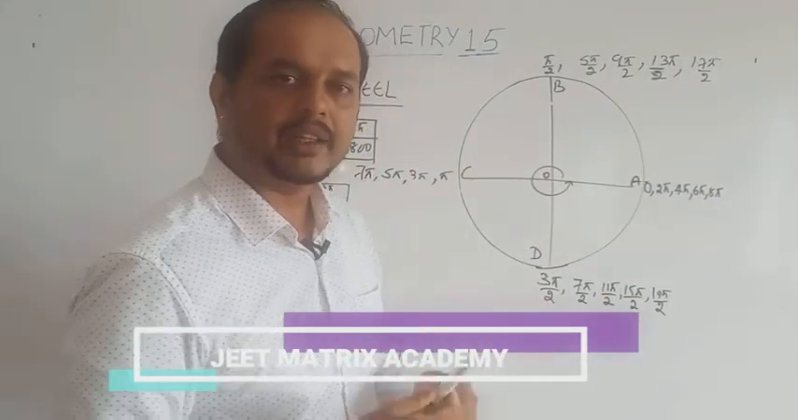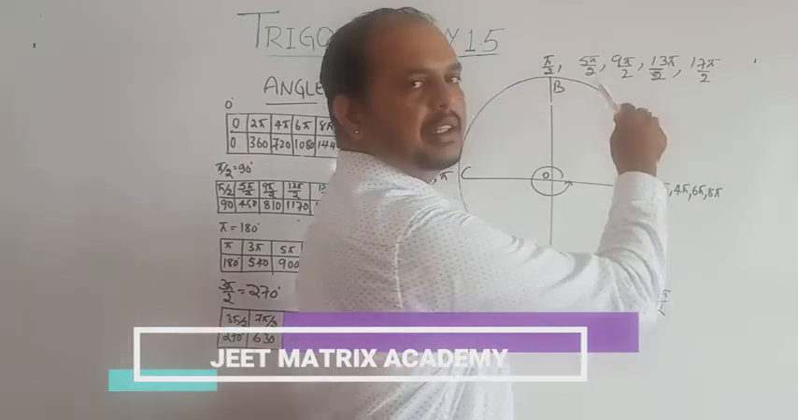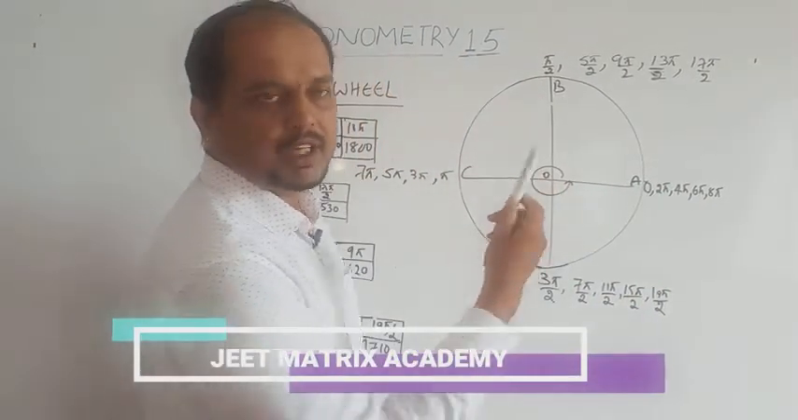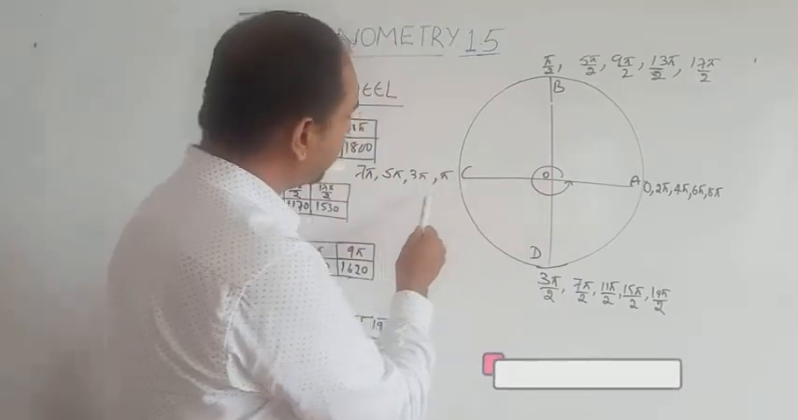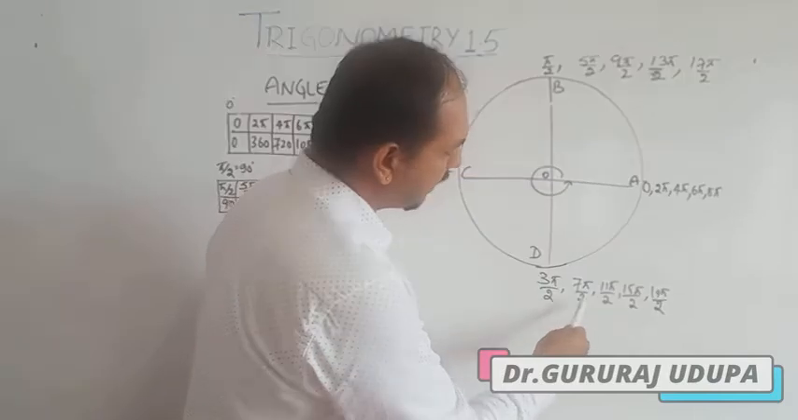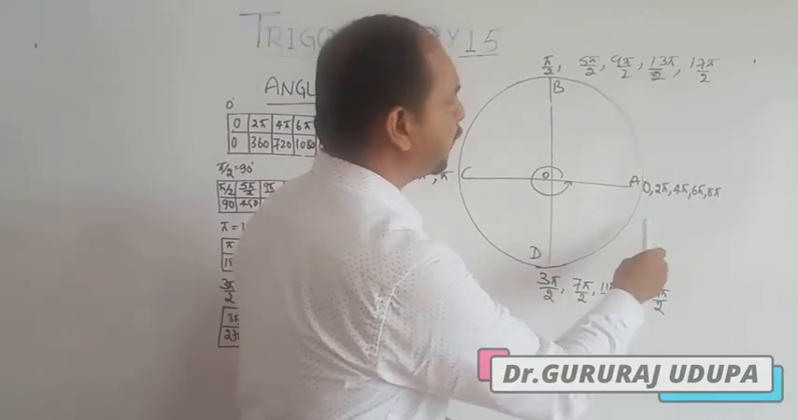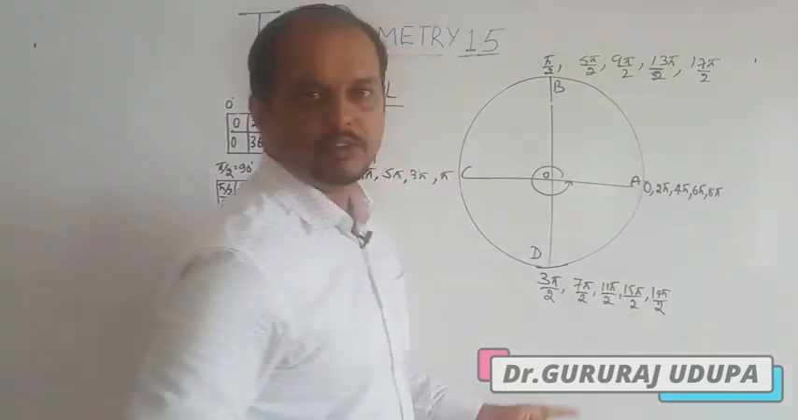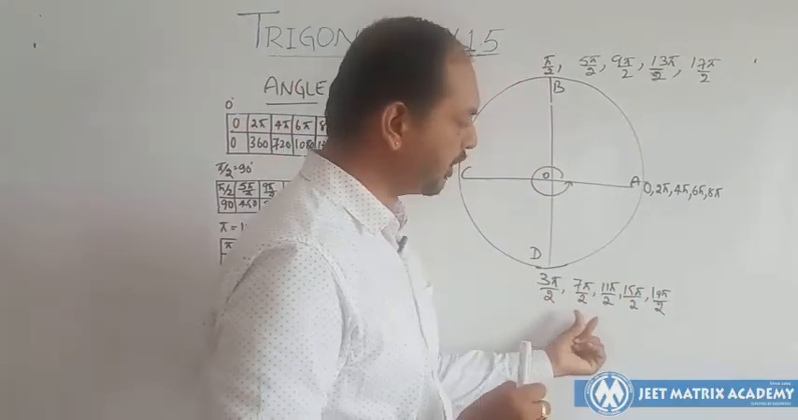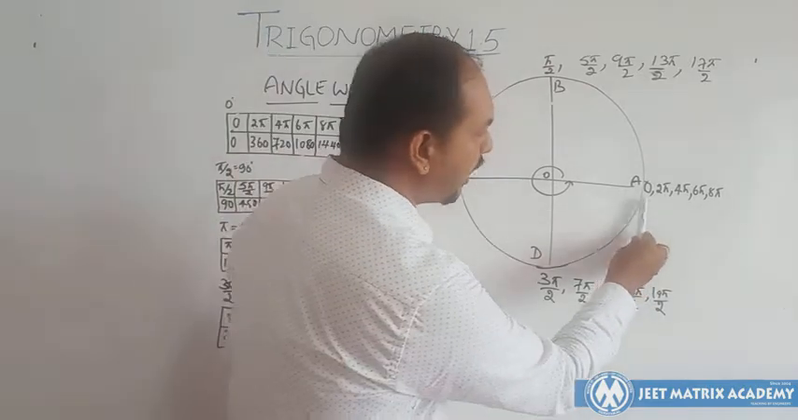When you add 2 pi to pi by 2, you will get 5 pi by 2. If you add pi by 2 to 5 pi by 2, you will get 3 pi. If you add pi by 2 to 3 pi, then you will get 7 pi by 2. If you add pi by 2 to 7 pi by 2, you will get 4 pi. That's what we saw in the last class, and we located them in radians, which you could observe here.